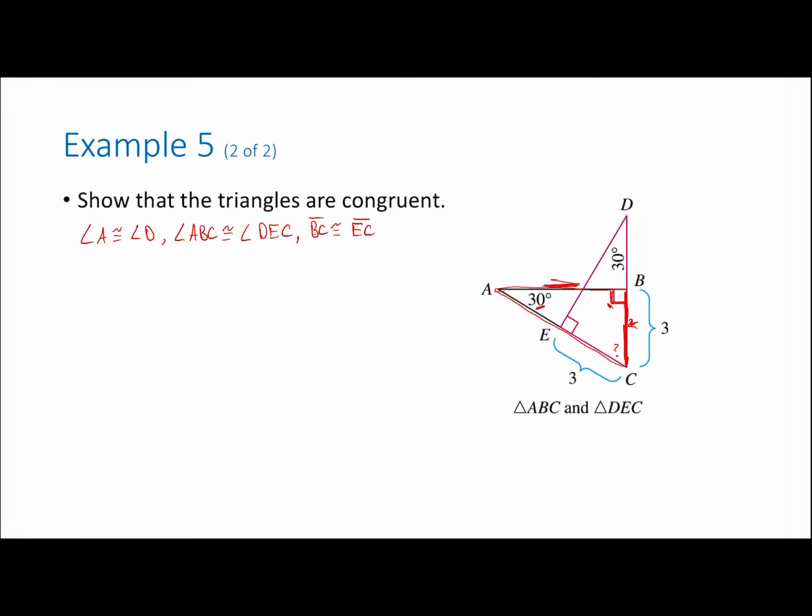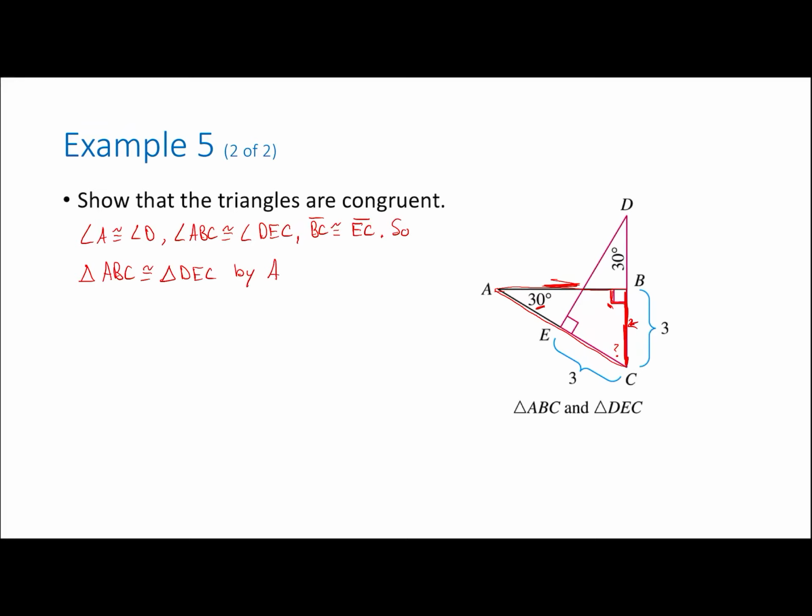We don't know their included side though, because the included side would be this one. And we don't know it. But we do know the other side length. We know BC is 3 units, and we know that it's congruent to EC. That's also 3 units.